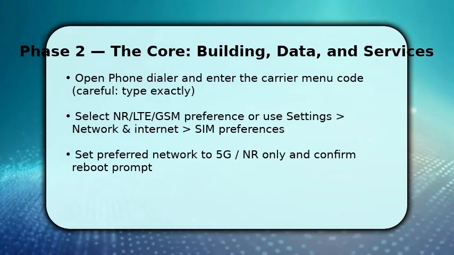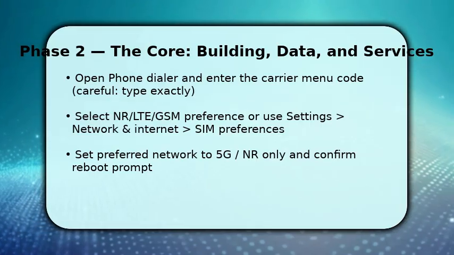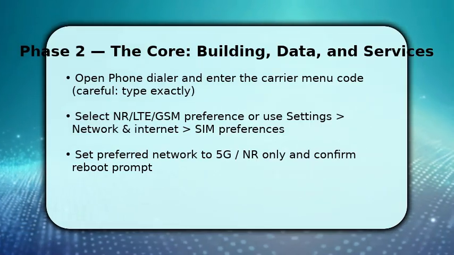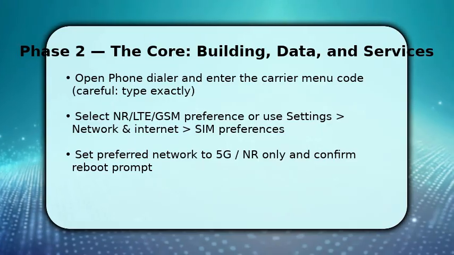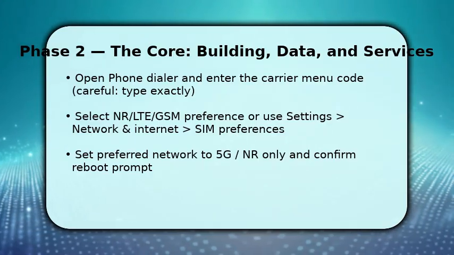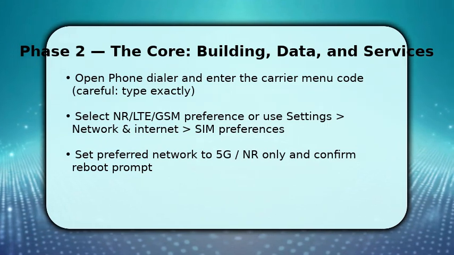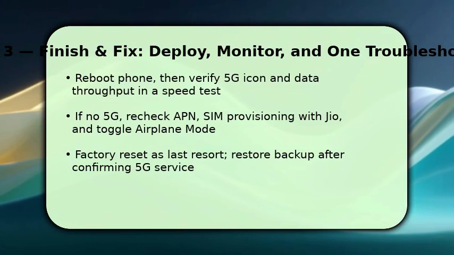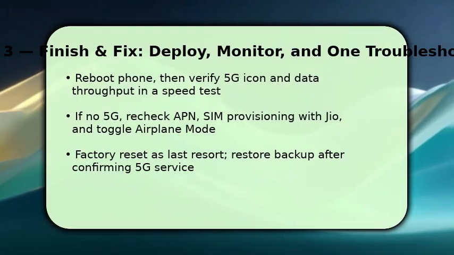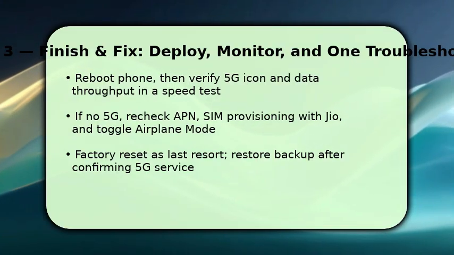Make sure to accept any confirmation prompts. The phone may recommend a reboot. If your model uses a hidden engineering menu, follow the exact steps for that model, because options and labels differ by manufacturer. Finish by rebooting and verifying the 5G icon appears and that data speeds reflect 5G performance.